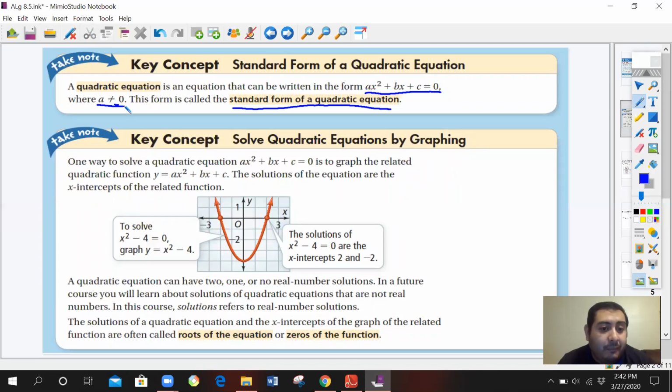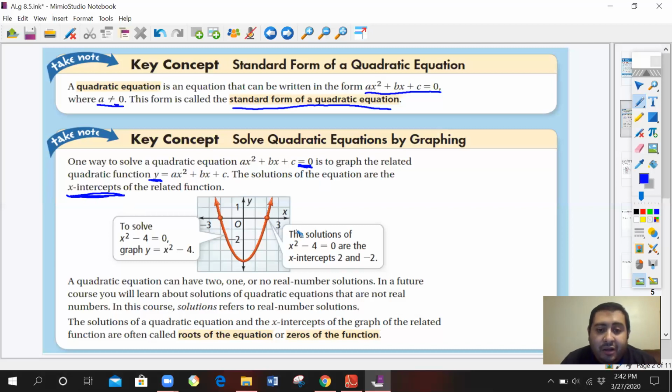Now, one way to solve a quadratic equation ax squared plus bx plus c is to graph the related quadratic function. But notice, instead of specifying it as equal to 0, you're just going to have y equals the expression ax squared plus bx plus c. You're going to end up graphing the expression. The solutions of the quadratic equation are going to be your x-intercepts.